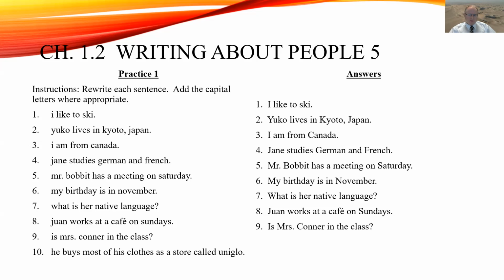And in number 9, is Mrs. Connor in the class? We capitalize I in is because it's the first word in the sentence. And we capitalize the M in Mrs. and the C in Connor because those are names. And for our final example, he buys most of his clothes at a store called Uniqlo. We capitalize the H in he and also the U in Uniqlo because Uniqlo is the name of a shop.